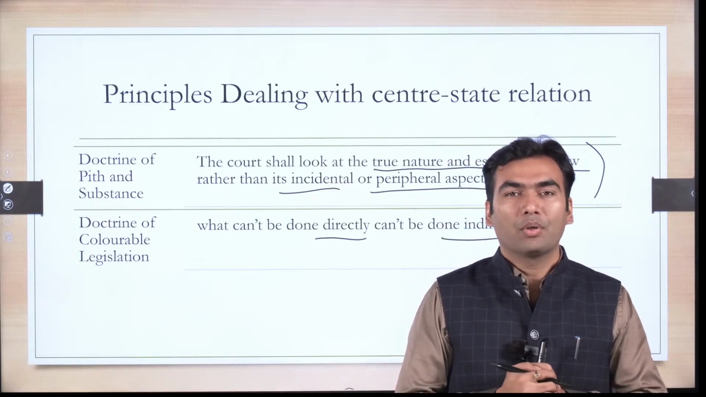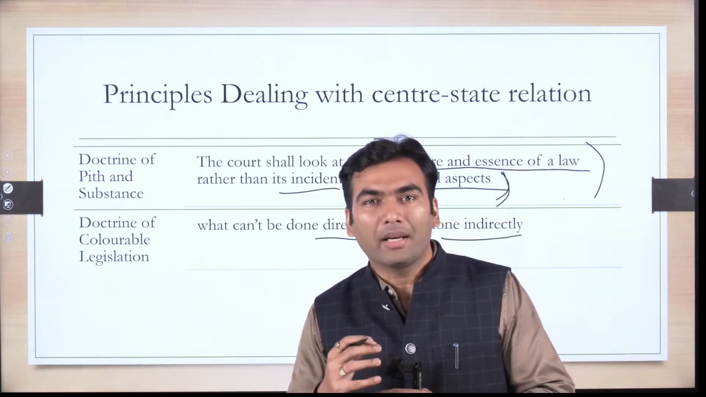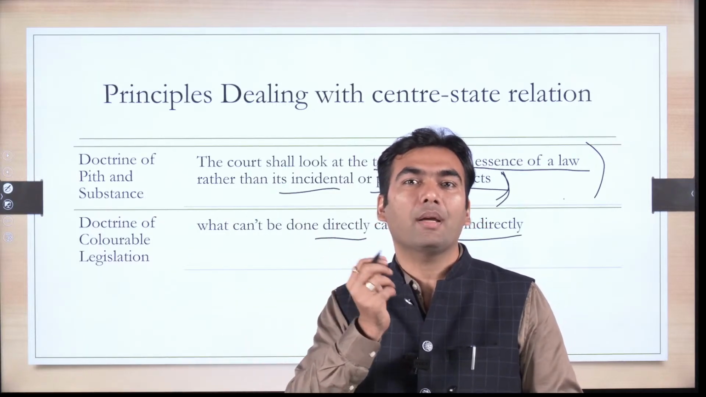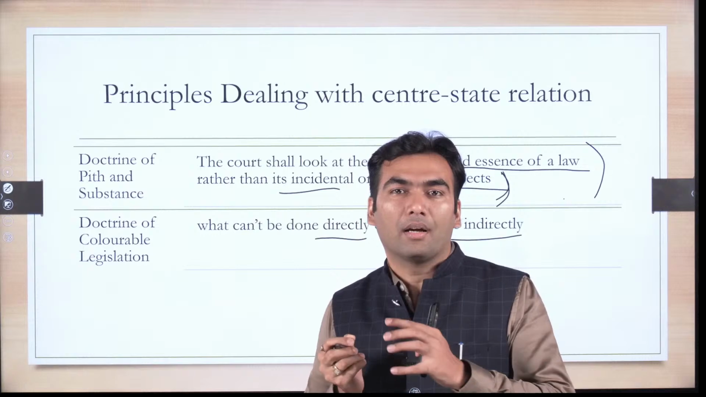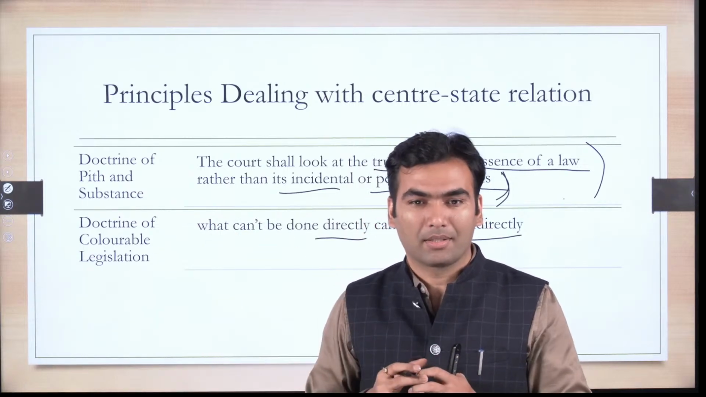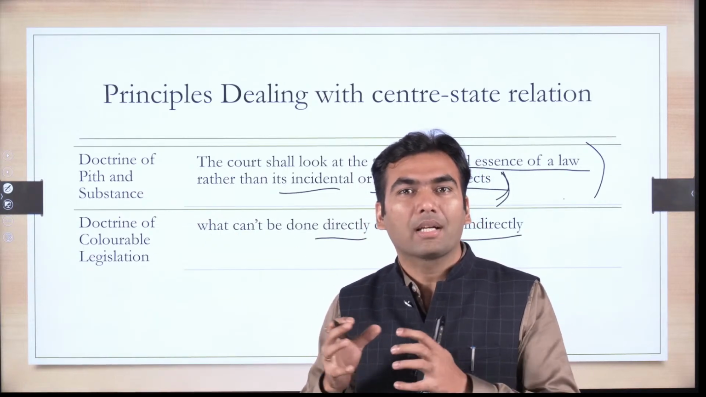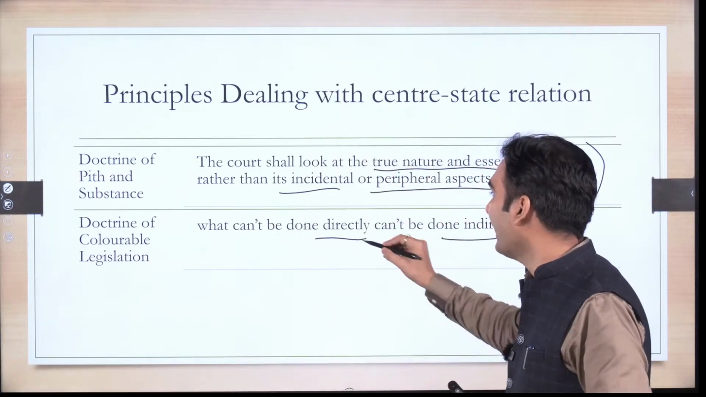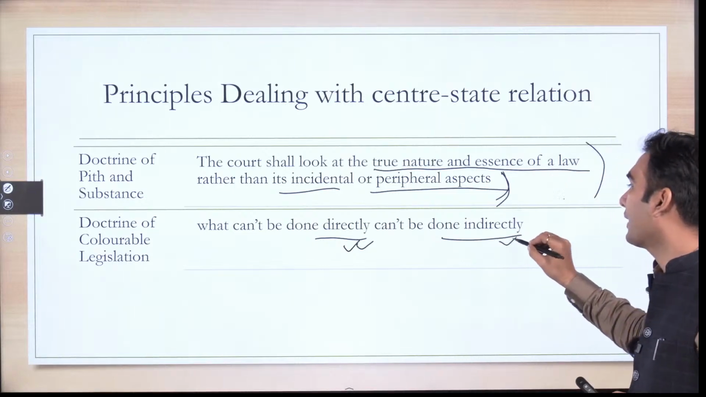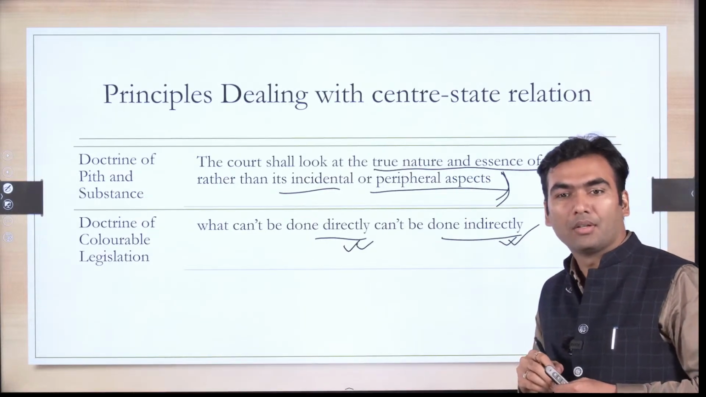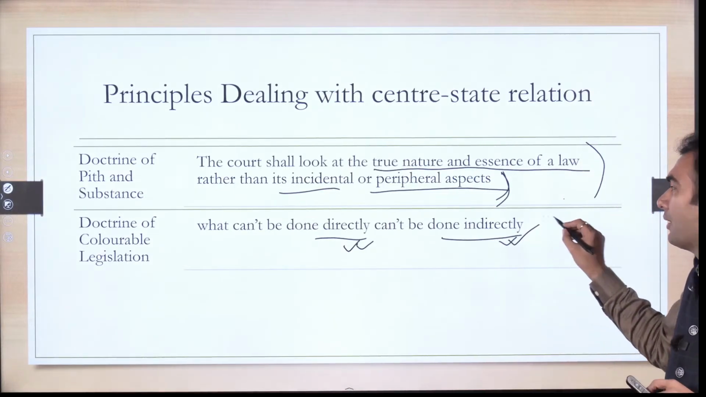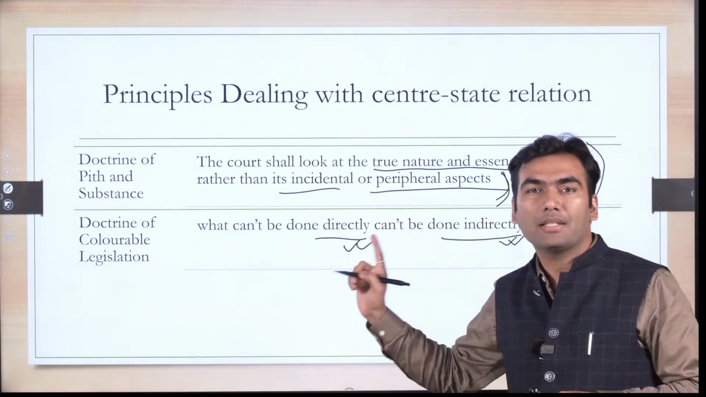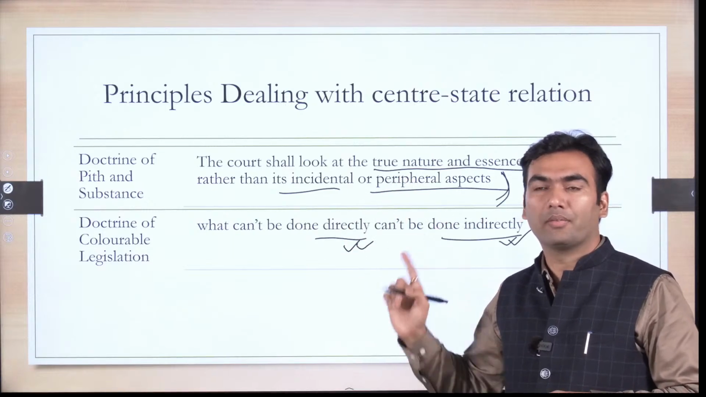Now, if you are not allowed to do it directly, in the name of regulating essential commodities, or in the name of regulating the multi-state marketing of agriculture produce, you cannot legislate on agriculture. So what you can't do directly can't be done indirectly either. Okay, so this is where, on the basis of the doctrine of colorable legislation, a legislation can be declared invalid.